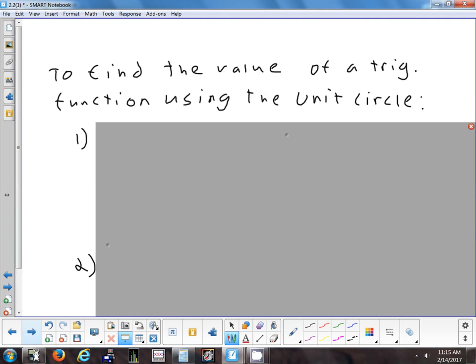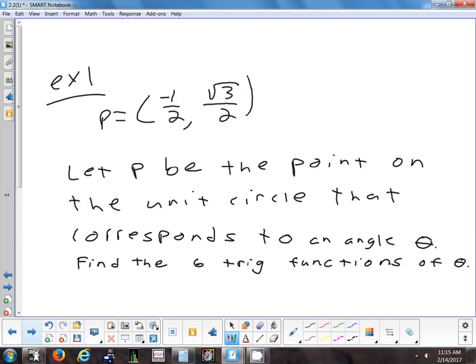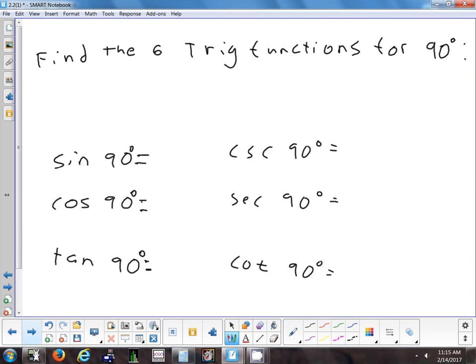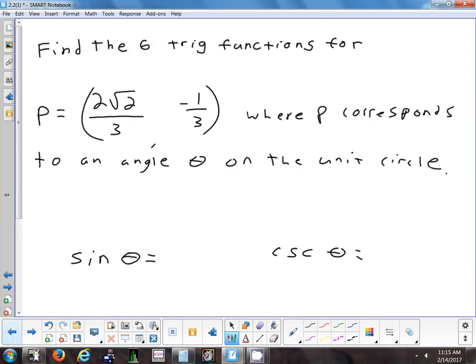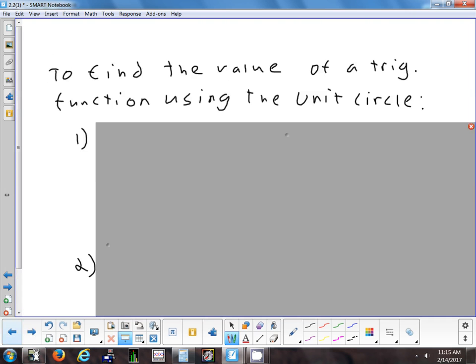Okay, so I'm going to ask you a problem. I'll just show you what a problem looks like. I could start you off with a coordinate and ask you to find all 6 trig functions, or I could start you off with an angle and ask you to find all 6 trig functions. I'll either start you off with one of the 2. It's actually easier when you start with an angle than with a coordinate.